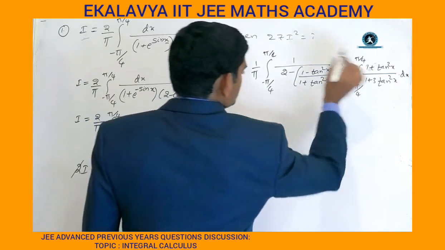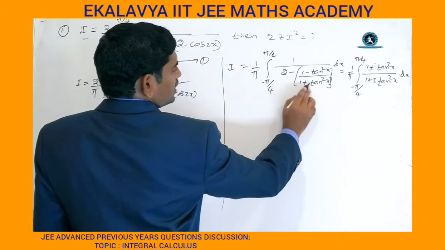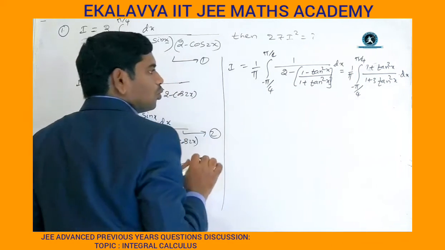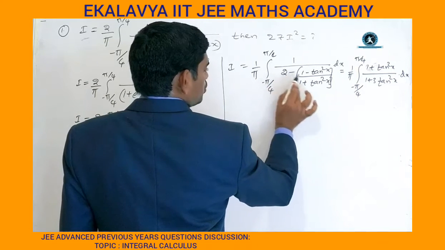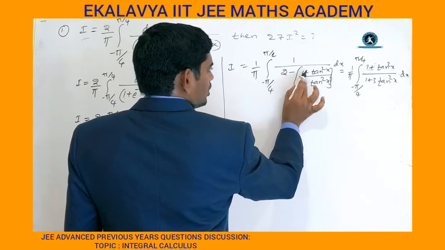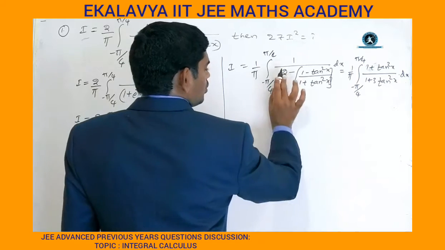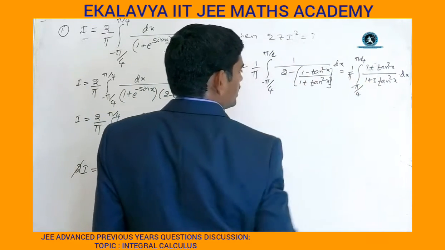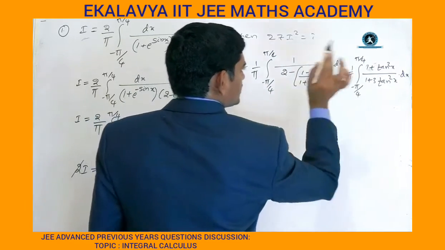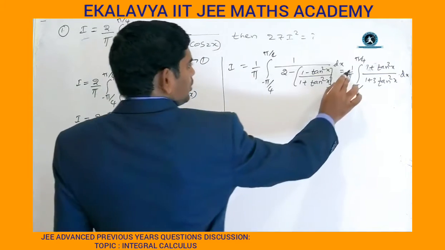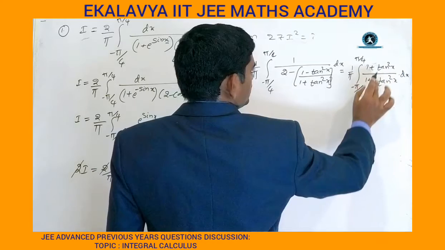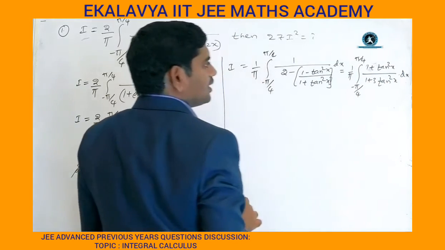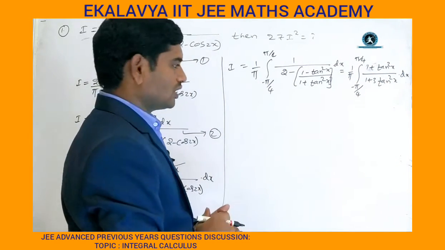So how do we get this step? Suppose we take the LCM here; the LCM is 1 plus tan square x. Then we multiply with 2 plus 2 tan square x minus 1 plus tan square x. Then 2 tan square x plus tan square x is 3 tan square x, and 2 minus 1 is 1. So we get 1 by pi, integration of minus pi by 4 to pi by 4, of 1 plus tan square x upon 1 plus 3 tan square x dx.